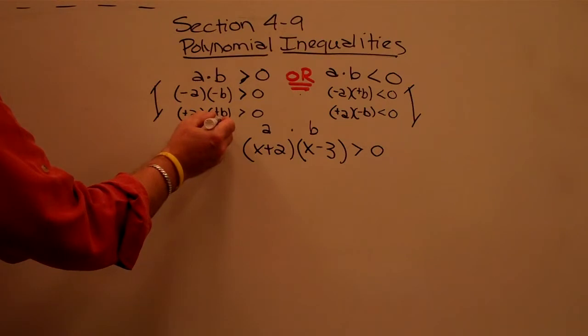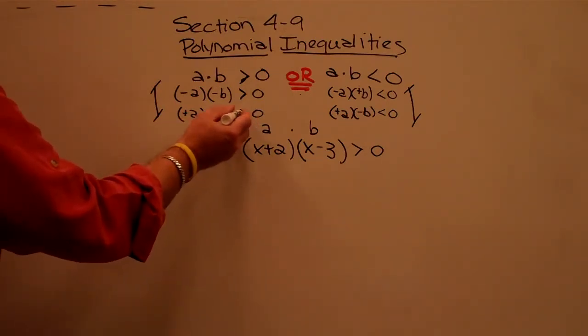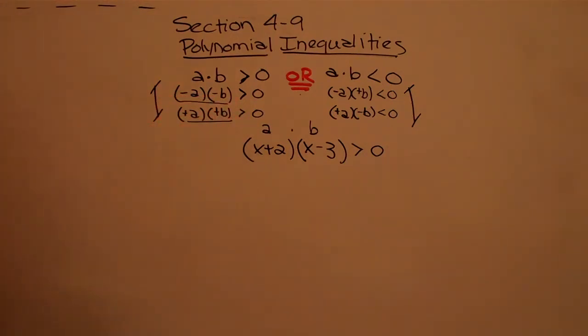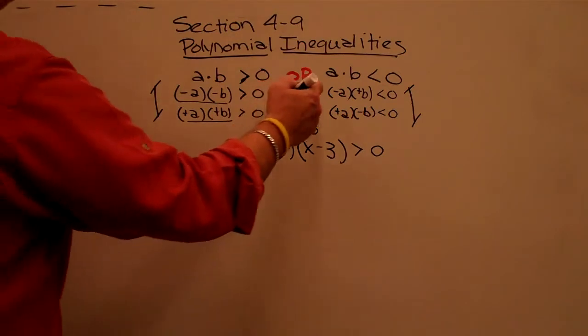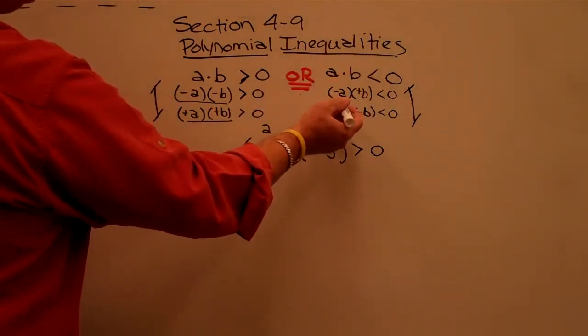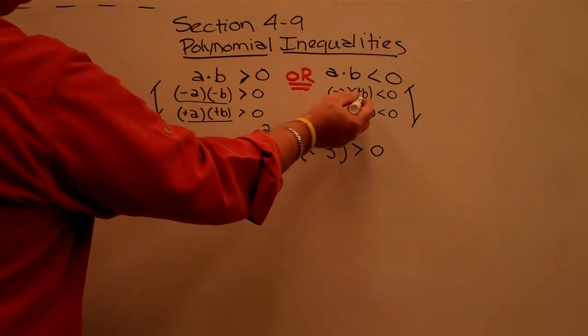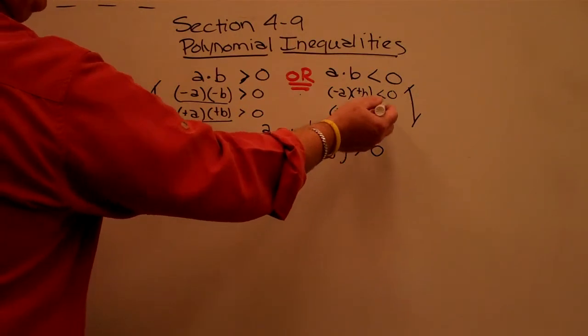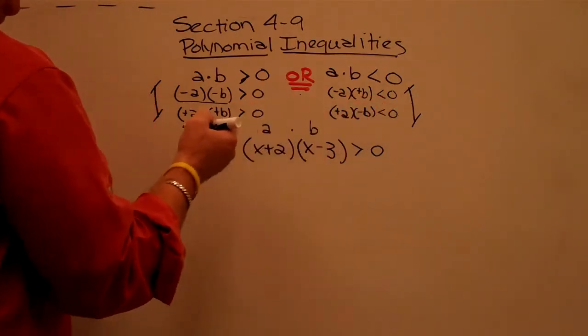Also, these could both be positive, in which case the product would also be greater than 0. So we have a couple of variations here. Similarly, if A times B was less than 0, we have options as well. A could be negative and B positive, or A could be positive and B negative, in which case the product would be less than 0.